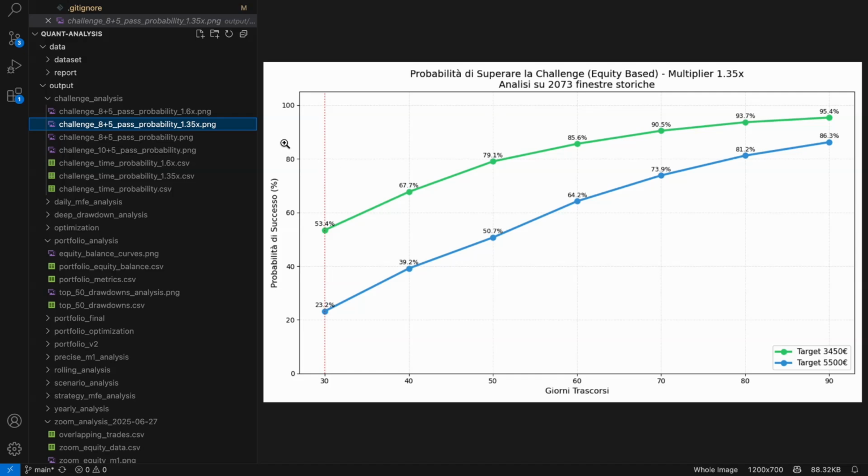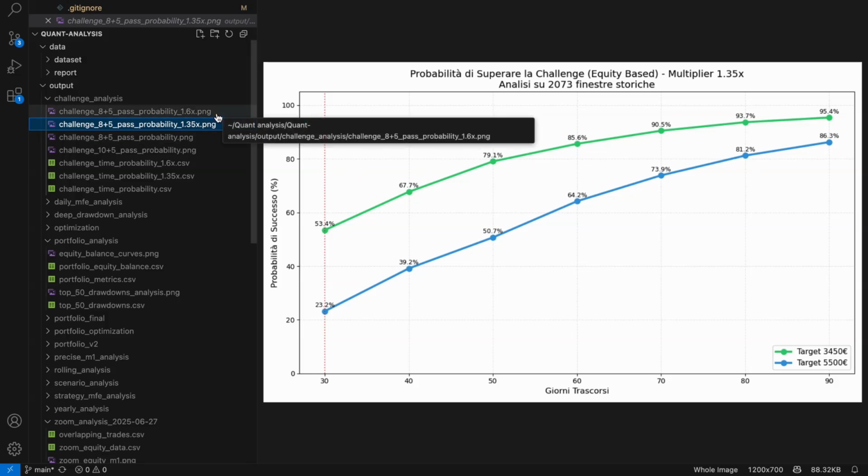Okay, but we can easily do more because this is calculating just the first challenge. Okay, so the 8%, and the 8% plus the 5%, it says that in 50 days I still have a 50% odds to achieve it. Okay, I could increase the risk more, but now I'm going to show you why I'm taking this type of multiplier. Okay, because I analyzed them.